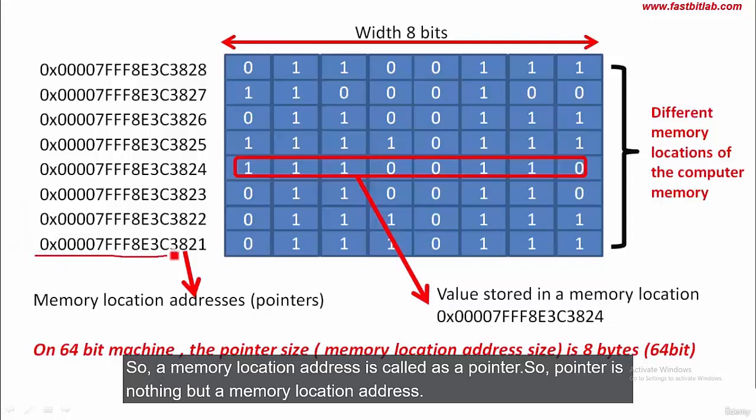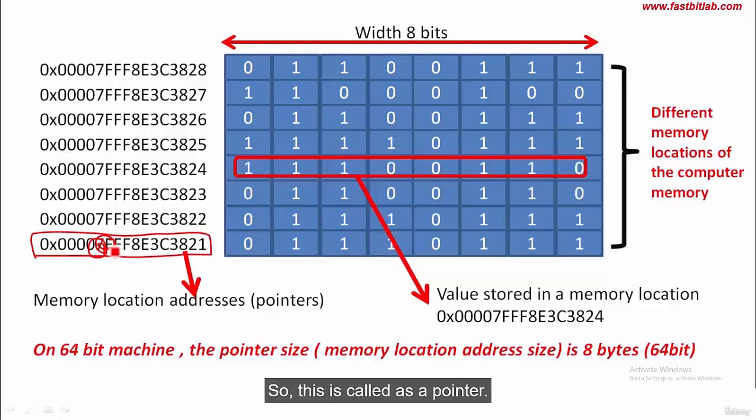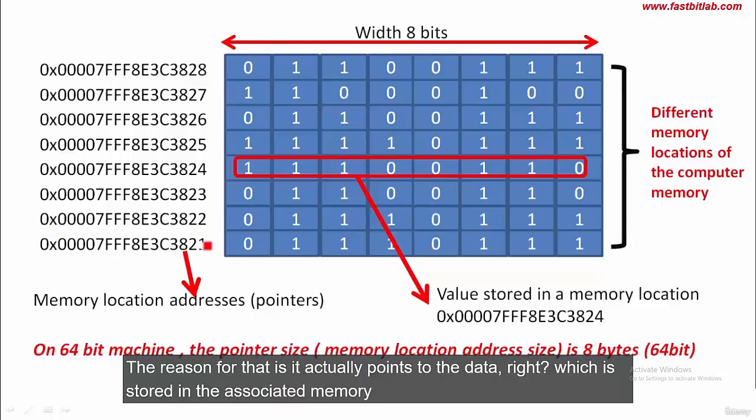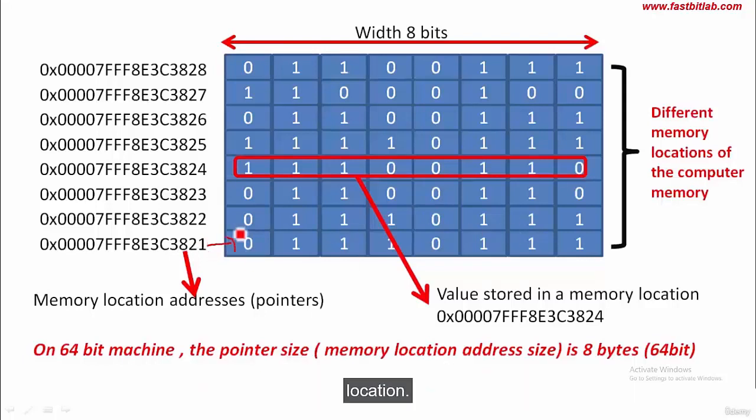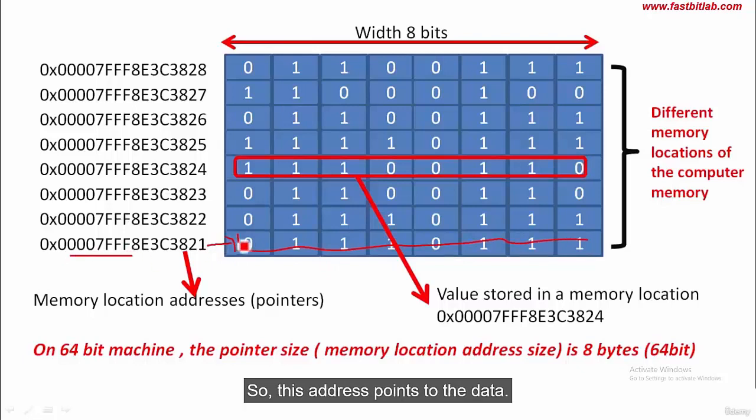So a memory location address is called a pointer. Pointer is nothing but a memory location address. The reason for that is it actually points to the data which is stored in the associated memory location. So this is the data, and this address points to the data. So this is called a pointer.